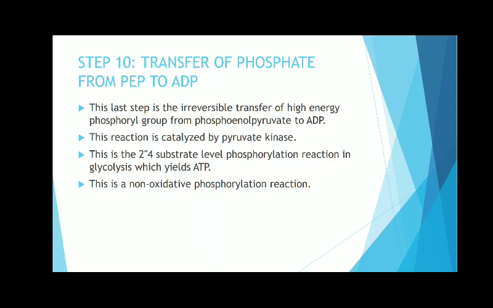Now the 10th step is transfer of phosphate from PEP to ADP. This last step is irreversible transfer of high energy phosphoryl group from phosphoenol pyruvate to ADP. This reaction is catalyzed by pyruvate kinase. This is the second substrate level phosphorylation reaction in glycolysis, which yields ATP. This is a non-oxidative phosphorylation reaction.